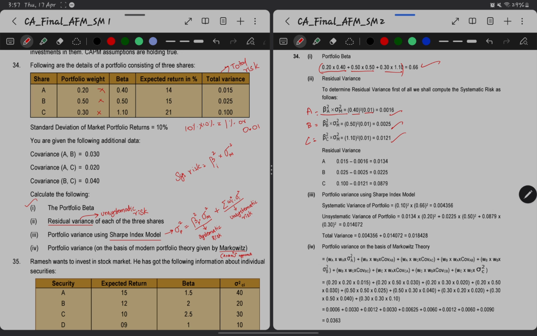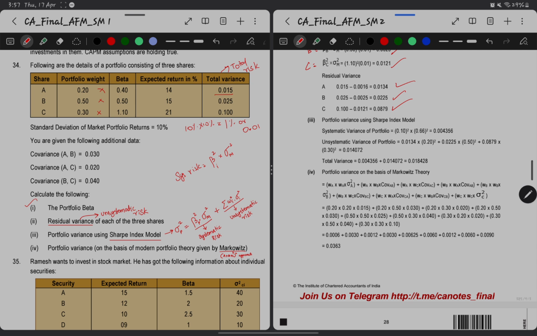Now residual variance can be easily found out, since we have the total risk already. Total variance minus the systematic risk will give us the unsystematic risk, nothing but the residual variance. So 0.015 minus 0.0016 will be 0.0134, and in case of B it is 0.0225. In case of C it is 0.0879.